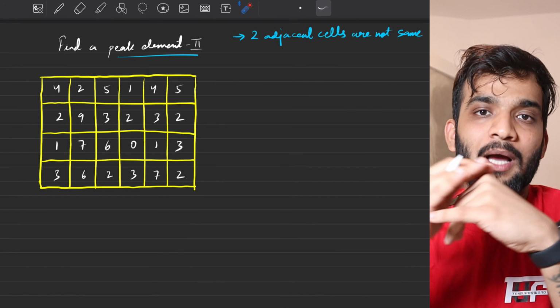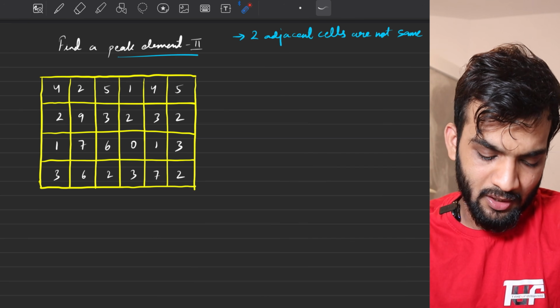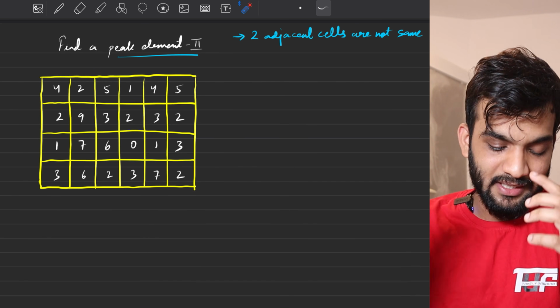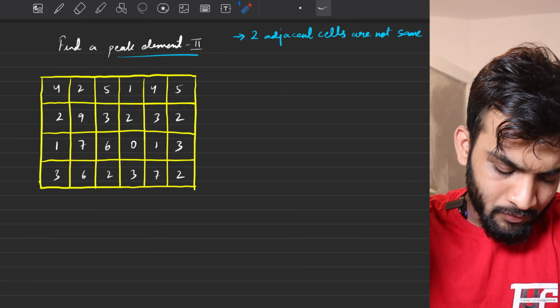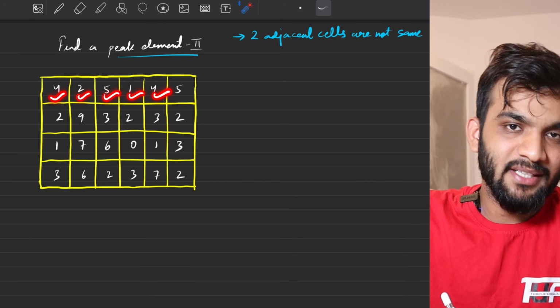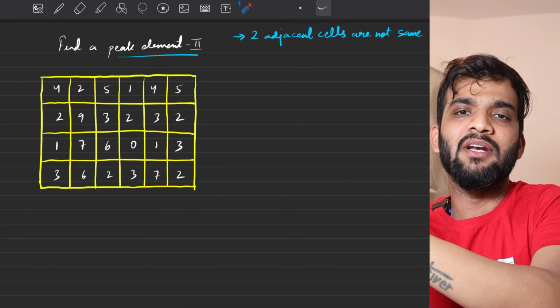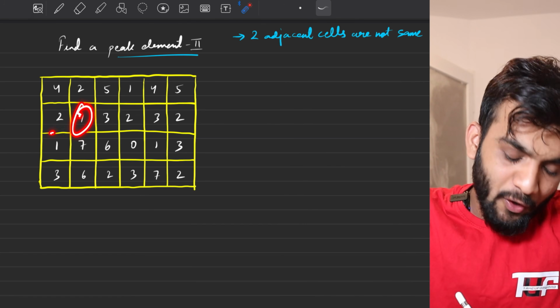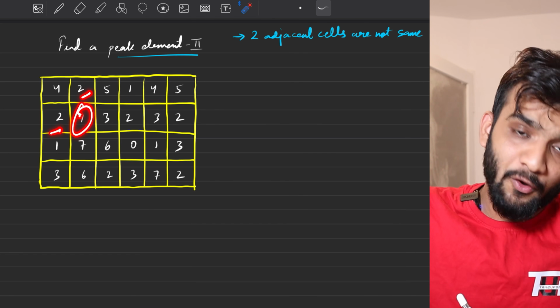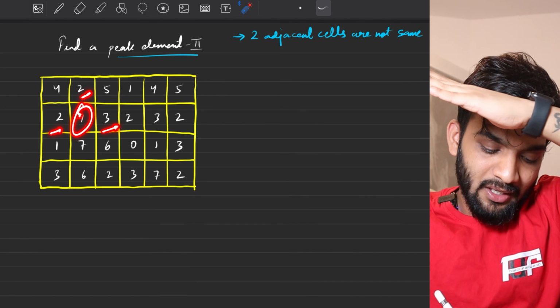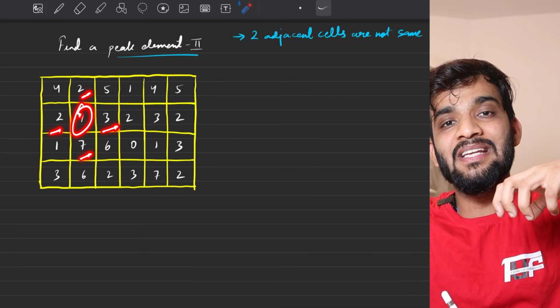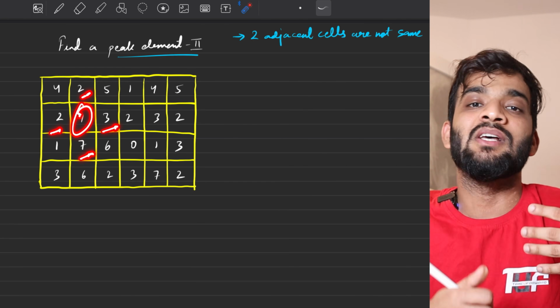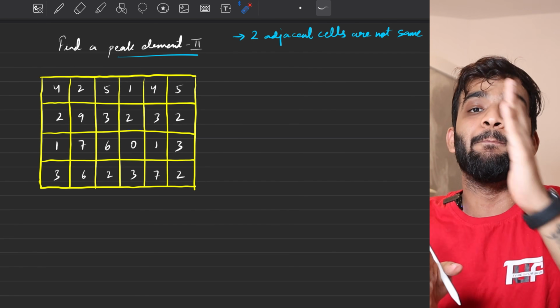Now, if this problem comes up in an interview, what is the first solution? The first solution that I can think of is the extreme brute force. I scan through every element in the 2D matrix. Whenever I'm standing at an element, I check its left counterpart, its top, its right, and its bottom. If it is greater than all 4 counterparts, I will call that element a peak element.